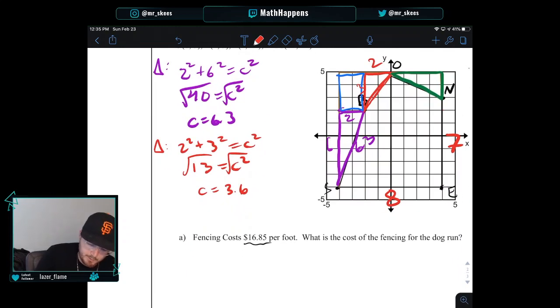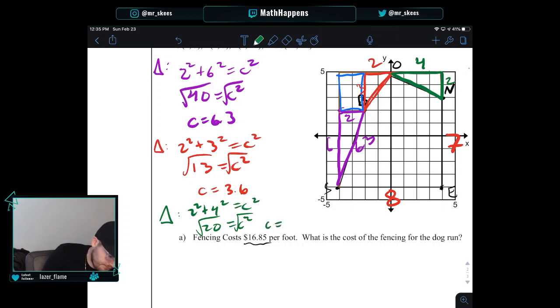And I got 3.6. And then the last triangle, the green one in the top right, 1, 2, 3, 4 long, 2 tall, so 2 squared plus 4 squared equals c squared. That's 4 plus 16, so that's 20. And then take the square root. That is 4.5. So that's all that we need to know in order to figure out the perimeter.